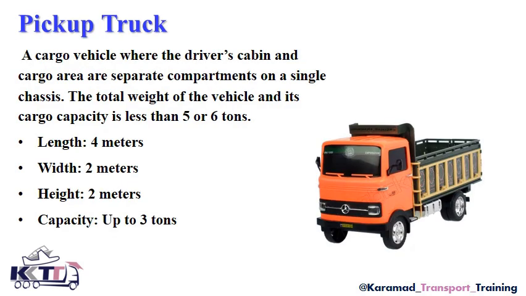The first vehicle we want to get to know in this section is the pickup truck, which you have all seen many times on the streets or on the roads. A pickup truck is a cargo vehicle in which the driver's cabin and the cargo area are two separate compartments but are located on a single chassis. The total weight of the vehicle and its cargo capacity can vary from 5 to 6 tons. The length of this vehicle is 4 meters, its width is 2 meters, and its height is also 2 meters, and the capacity it can load is a maximum of 3 tons.